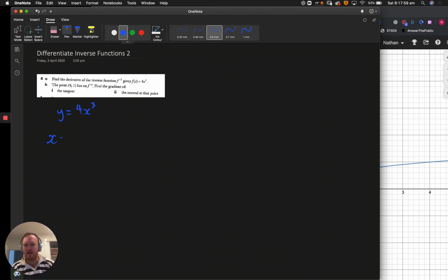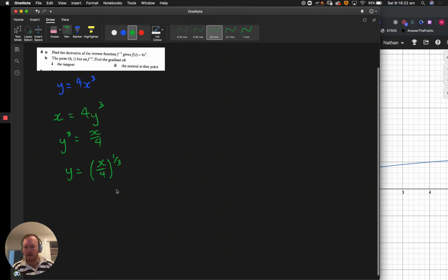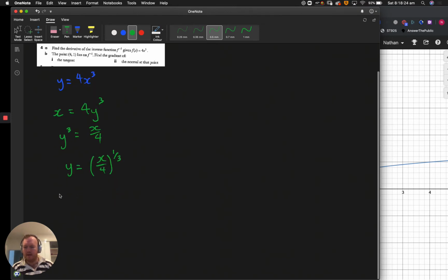First step of finding the inverse. I'm going to try and stick to always doing the inverses in green. So the first step, swapping the x's and y's. Now making y the subject, y cubed equals x on 4. So y equals the cube root of x on 4, or to make it a little bit simpler to differentiate, x on 4 to the 1/3. So now we are finding the derivative of the inverse.